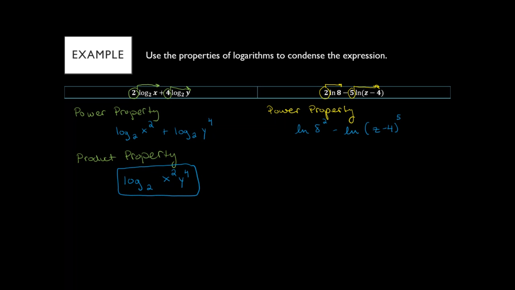Now we want to condense this, so 8 squared, we can actually just rewrite this as the natural log of 64. I'm just squaring the 8 because I'm trying to make this as small as possible, and so if you can get rid of an exponent and a number, go ahead and do so.